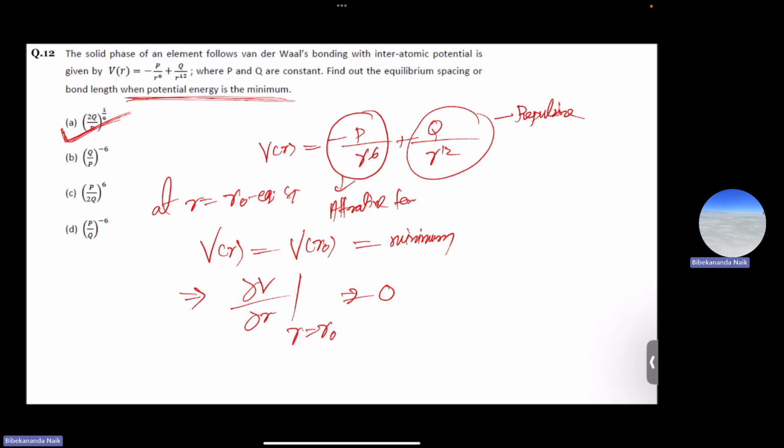So I hope this is clear to you. What we did basically, we just took the derivative of potential energy with respect to r, and for minimum potential energy the derivative is 0. That's why the equilibrium distance can be calculated and the value is (2Q by P) to the power 1 by 6.